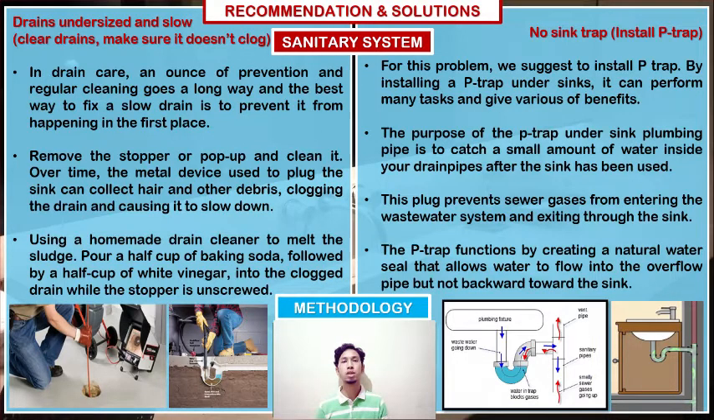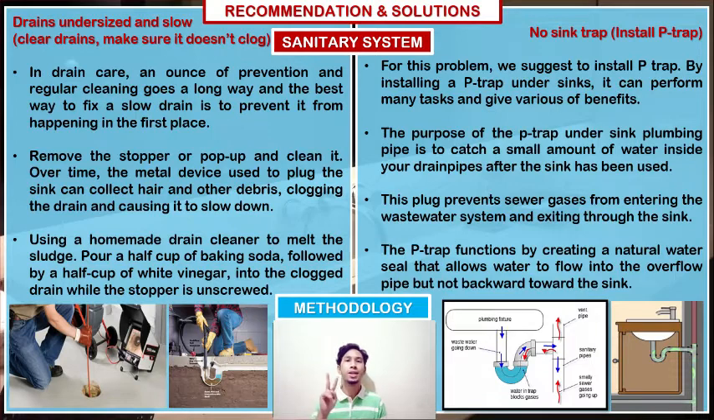We also can use a homemade drain cleaner to melt the sludge. It can be done by pouring half a cup of baking soda followed by half a cup of white vinegar into the clogged drain while the stopper is unscrewed. We also can drill or hack the drain pipe to make it bigger, because it can make water flow fast through the drains.